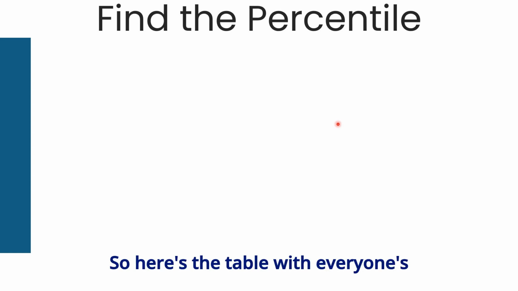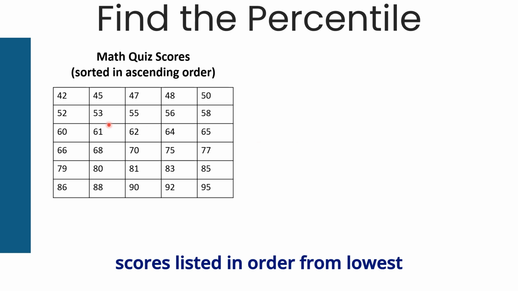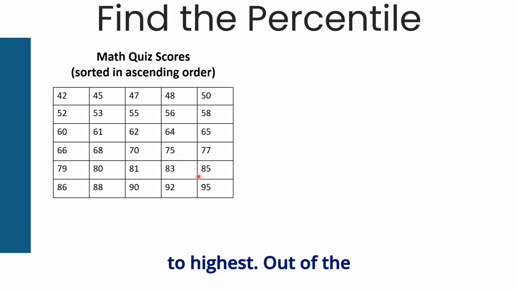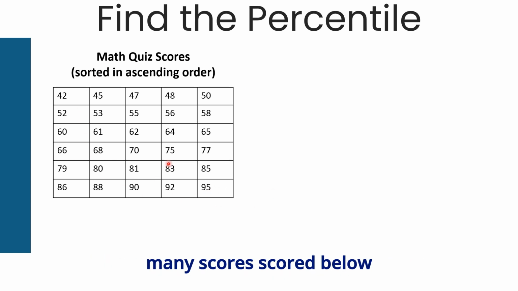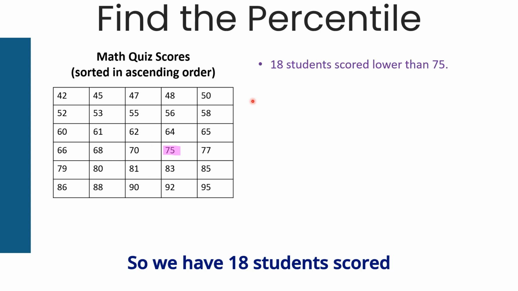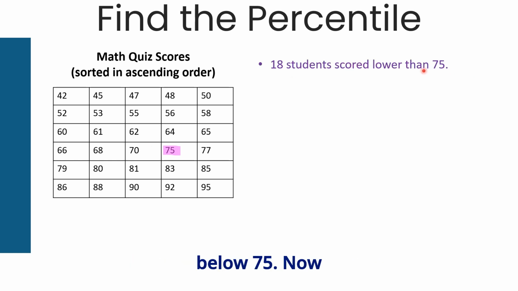So here's the table with everyone's scores listed in order from lowest to highest. Out of the 30 students, you're going to count how many scored below 75. So that's 1, 2, 3, 4, 5, 6, 7, 8, 9, 10, 11, 12, 13, 14, 15, 16, 17, 18. So we have 18 students who scored below 75.